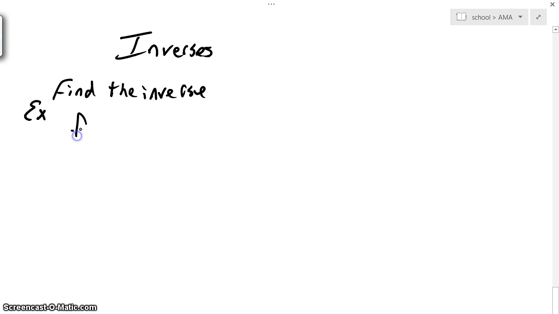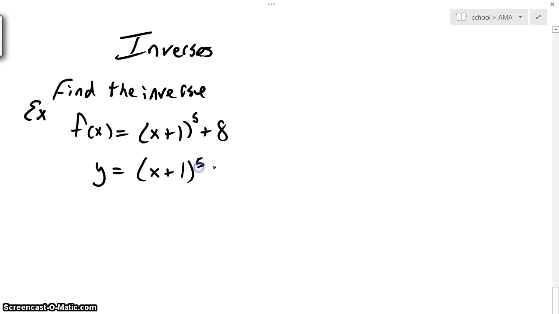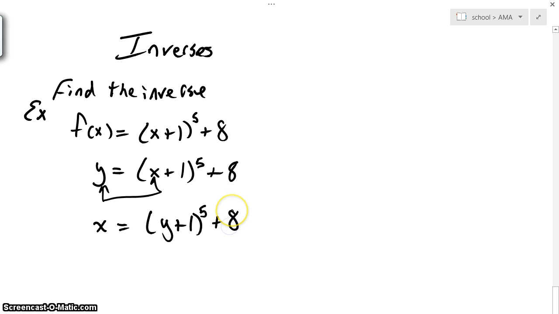So let's just say that we had f of x equaled the quantity x plus 1 to the fifth plus 8. So this is at the bottom of page 5. You might remember what we do to find an inverse. We replace f of x with y, and then we always switch x and y. Where we have a y, we write it as an x. Where we have an x, we write it as a y. So when we're finding the inverse of a function, we're always going to do that.